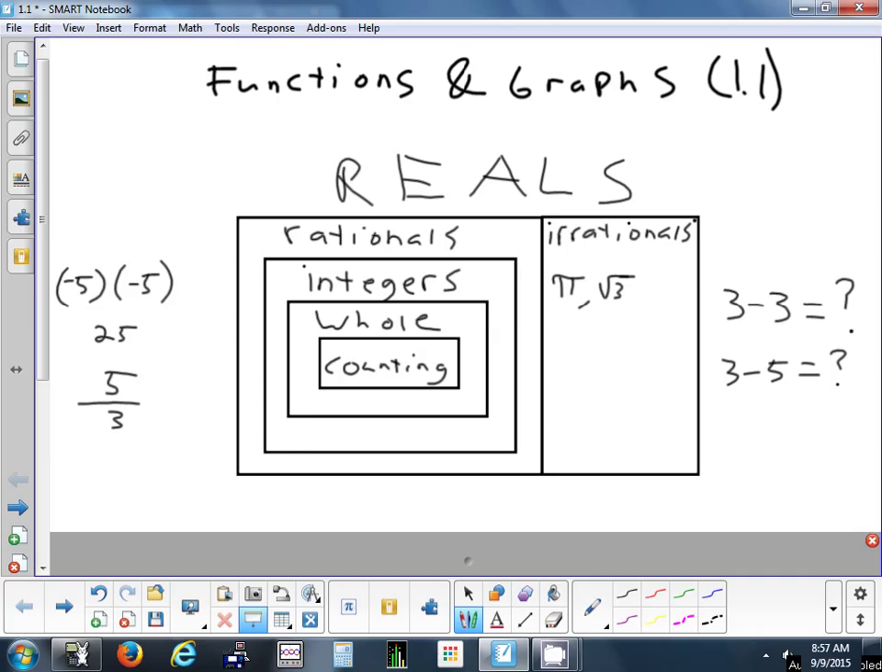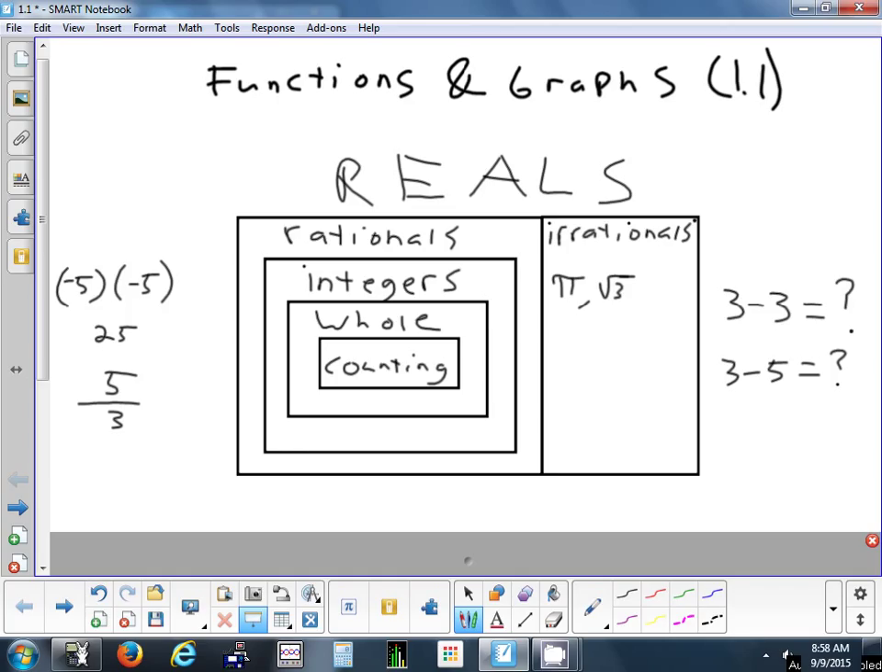Now you take all your rationals and irrationals, put them together. We call that the real number system. Okay, so most of what we do in this class is going to deal with real numbers. There is another type of numbers you probably studied in Algebra 2. Those are your complex or imaginary. But for the first chapter or so, reals is all we're going to deal with.